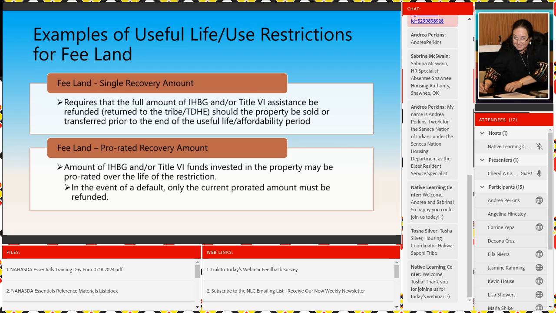Prorated recovery amount. The amount of the block grant or Title VI funds invested in the property may be prorated over the life of the restriction. In the event of a default, only the current prorated amount must be refunded. So for our other programs, we always used a prorated amount.